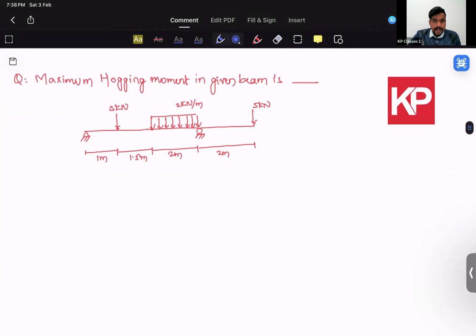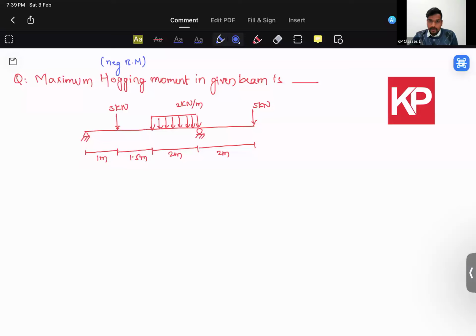Now this is based on structural analysis of a beam. They have given a beam with some particular loading. Some part of it has a UDL. There are 2 point loads. The total span, as you can see, is 6.5 meter. And they are asking what is the maximum hogging moment in this beam. Hogging moment is nothing but, in other words, negative bending moment.